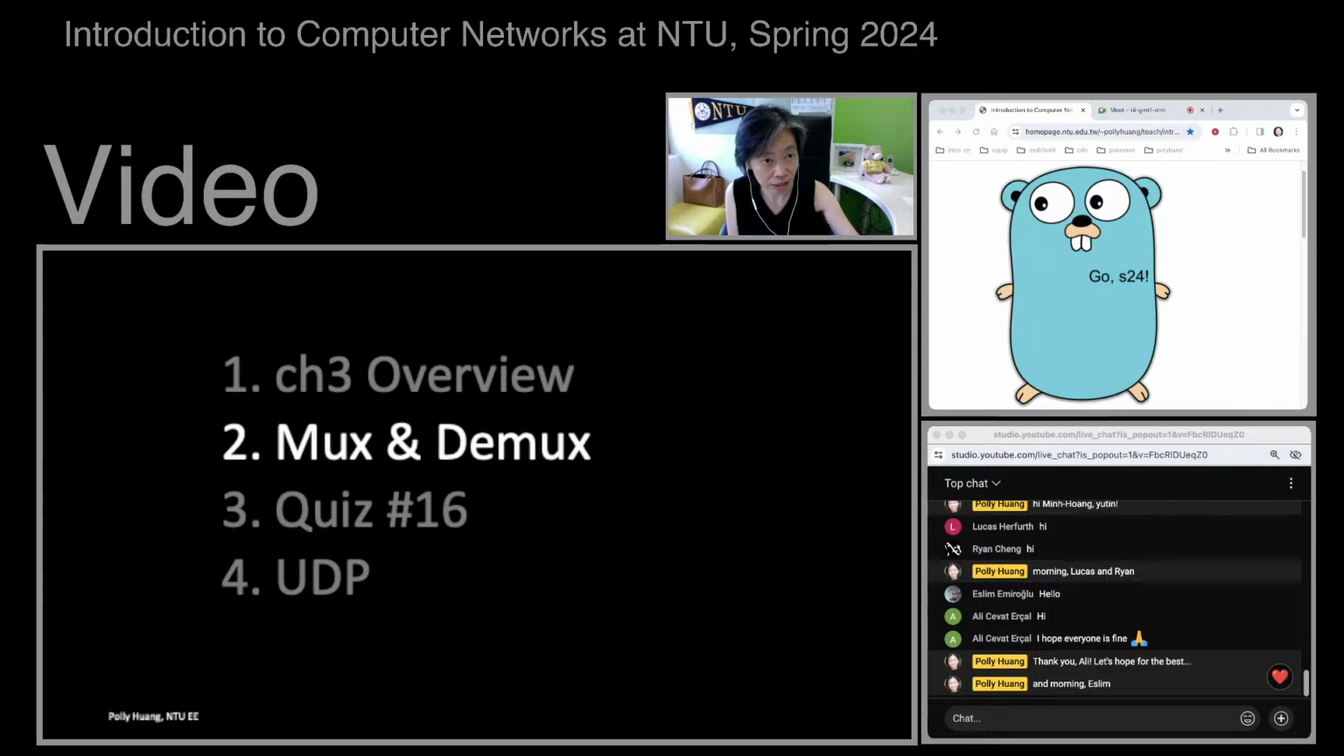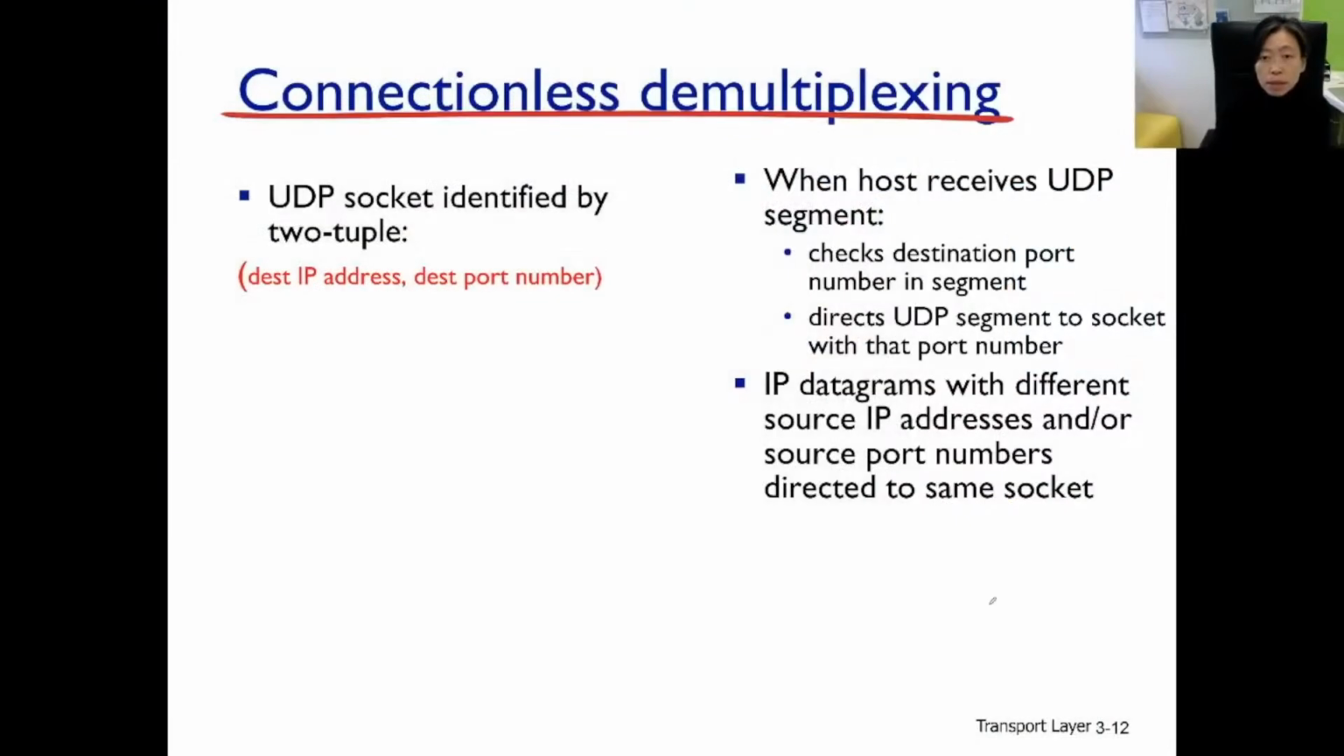First, connectionless demultiplexing. The first form of demultiplexing is called connectionless demultiplexing, and this is also the kind of demultiplexing carried out by UDP. So in this type of demultiplexing, we rely only on the destination IP address and destination port number to decide which socket to pass a packet towards. So it's only a two-element tuple.